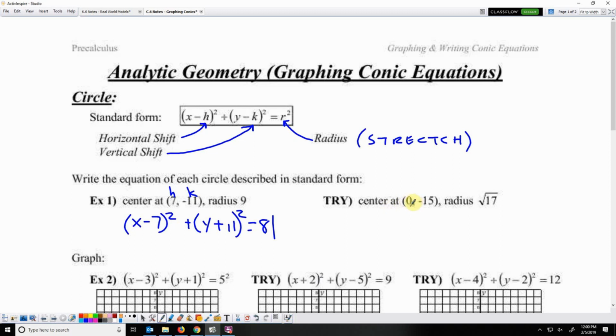Okay, so here we've got x plus or minus 0 squared, which is just the same as x squared, plus y, and then I've got a negative 15, so plus 15 squared, equals, and then the square root of 17 squared is 17.